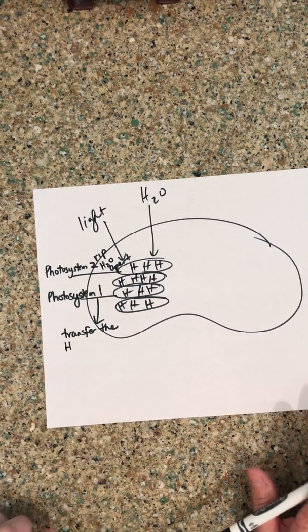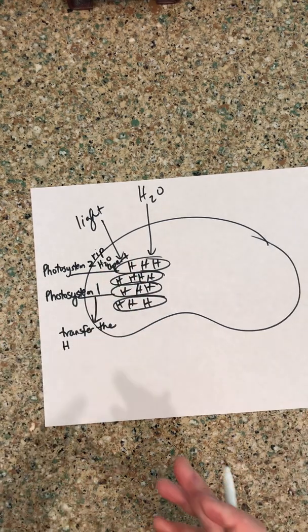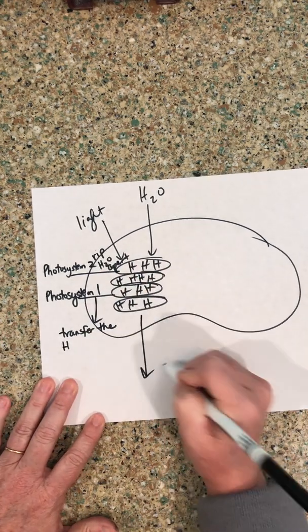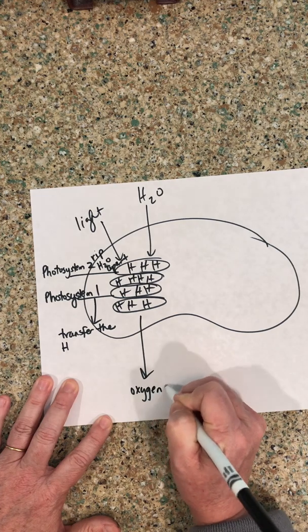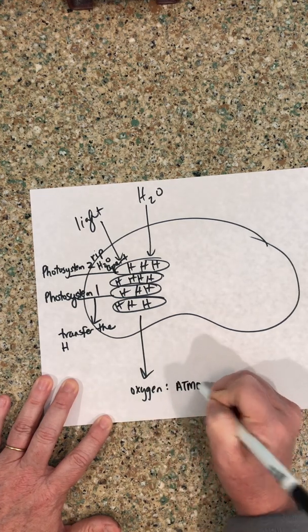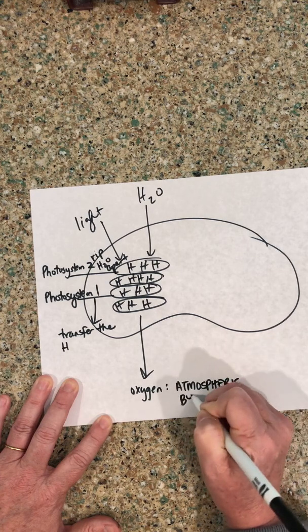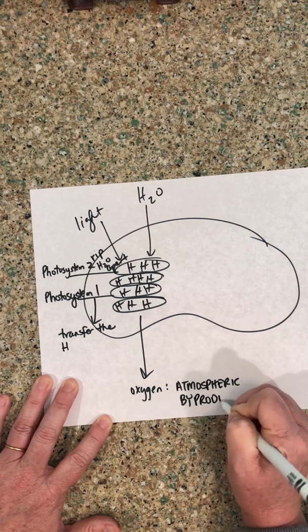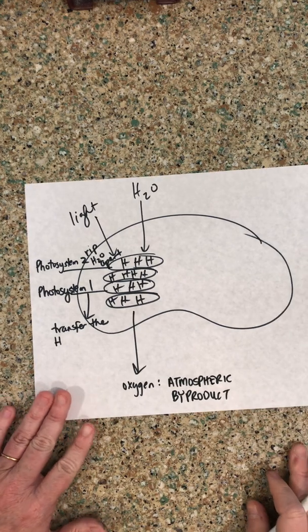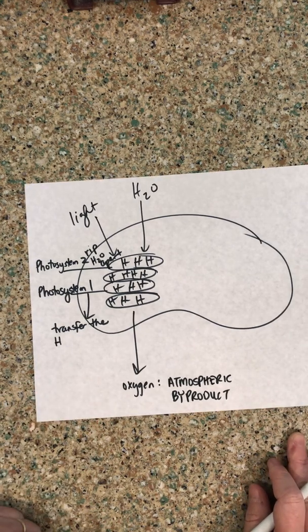Don't know why they named it photosystem 2, but it happens first, and it's where the water's ripped apart. Okay, keep the hydrogen, get rid of the oxygen. And they call this an atmospheric byproduct. And byproduct means I did not mean to make it. It's a product, but it's just a waste product, okay?